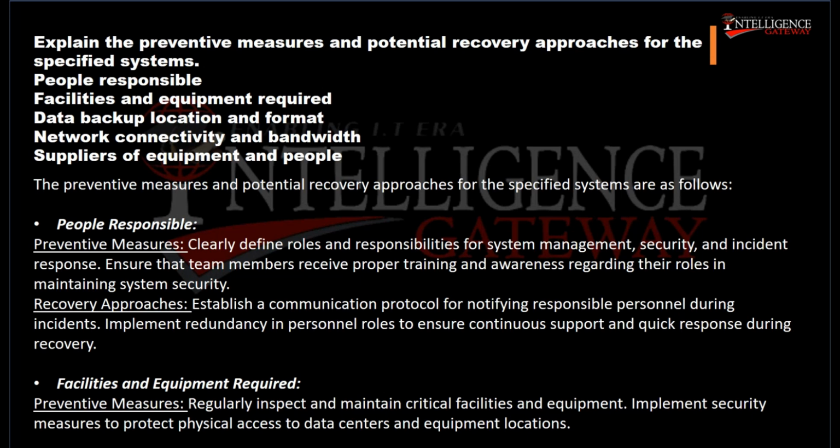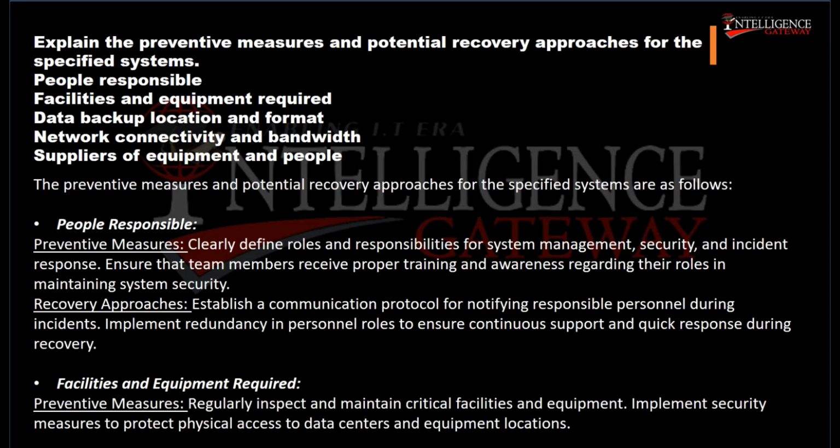Explain the preventive measures and potential recovery approaches. For specified systems, people responsible, facilities and equipment required, data backup location and format, network connectivity and bandwidth, suppliers of equipment and people, preventive measures and potential recovery approaches for the specified systems are as follows.